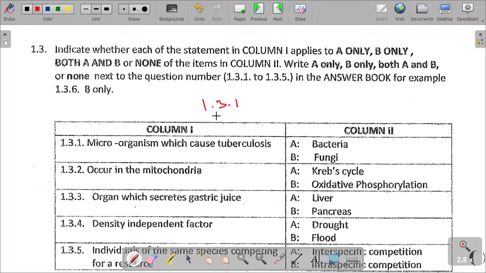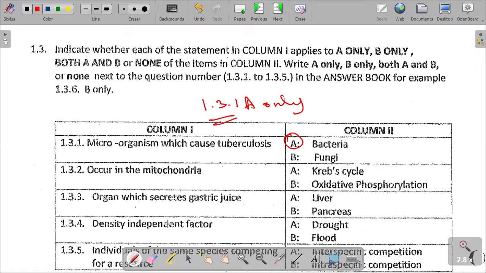Write only the answer. The microorganism which causes tuberculosis: tuberculosis is caused by bacteria only. So our 1.3.1 is A only. Please take note, I'm just illustrating on the first question here so you can see how you must write your answers. It is A only.